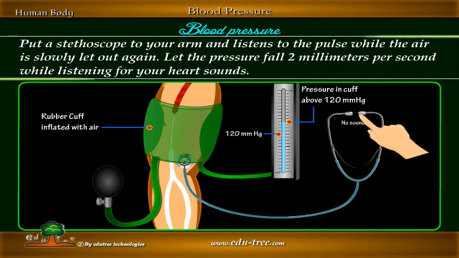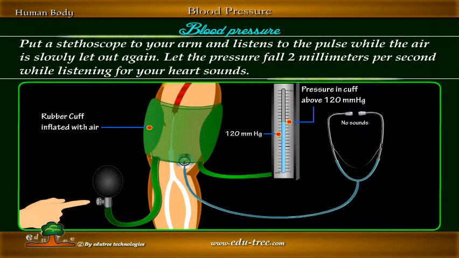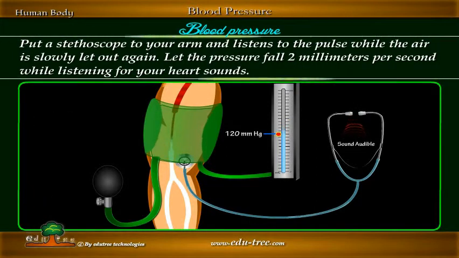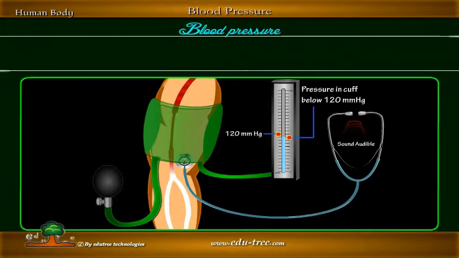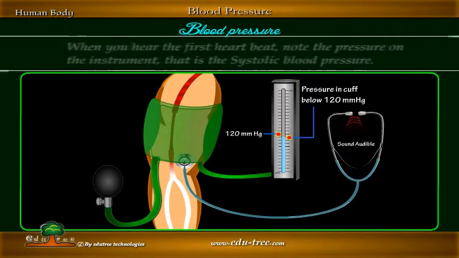Put a stethoscope to your arm, and listen to the pulse while the air is slowly let out again. Let the pressure fall 2 mm per second, while listening for your heart sounds. When you hear the first heartbeat, note the pressure on the instrument, that is the systolic blood pressure.